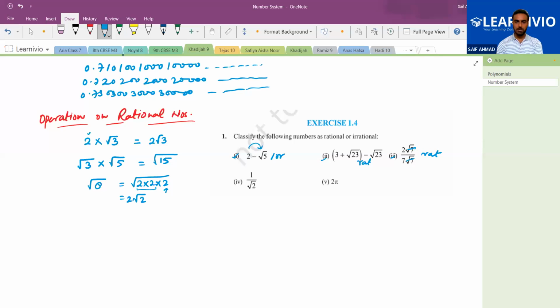1 by root 2. Irrational. Yes. And 2 pi. Irrational, because pi is irrational, so 2 pi will also be irrational.